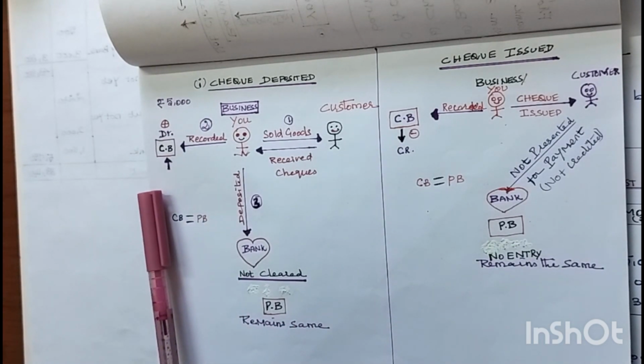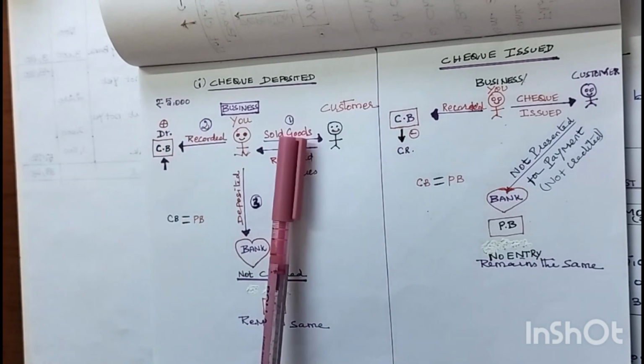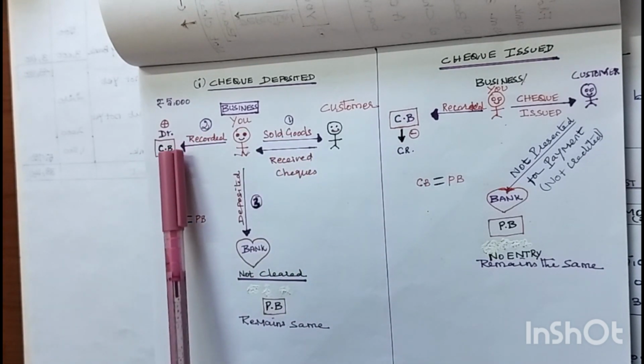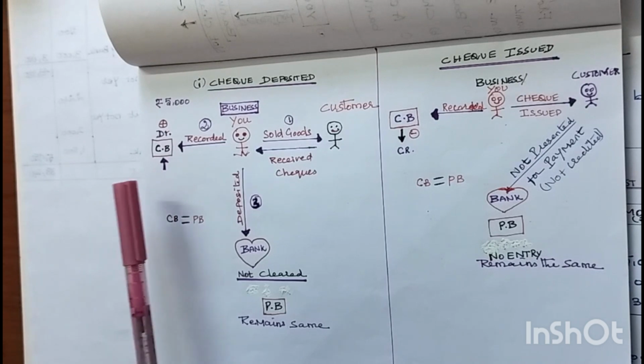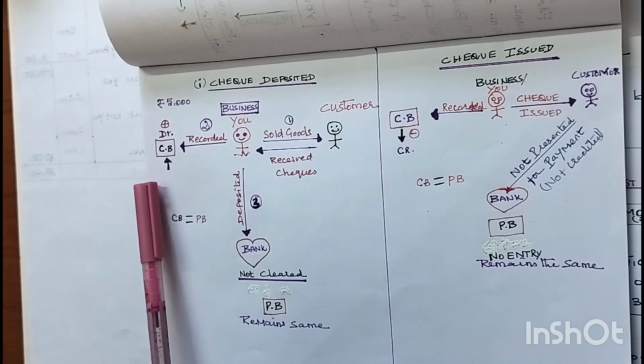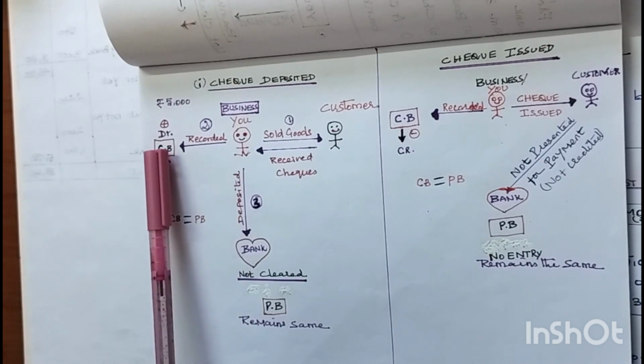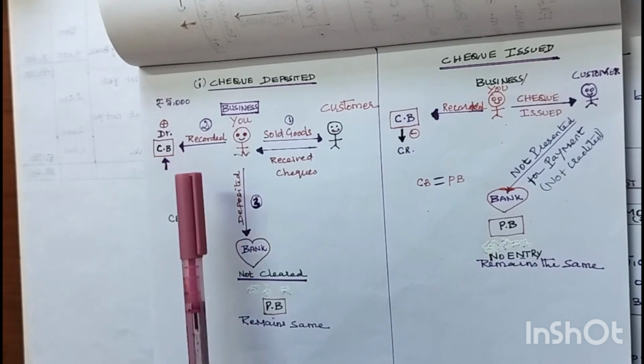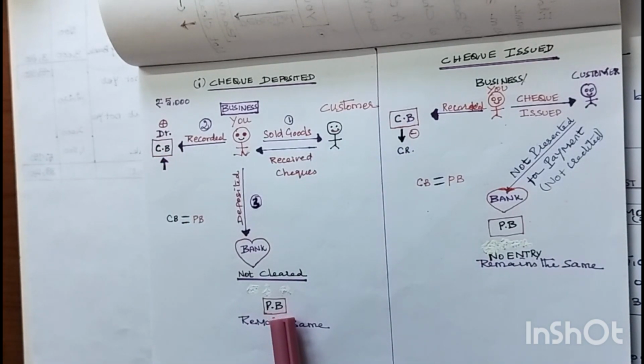According to the cash book, whenever you receive a check from your customer, 5,000 rupees is increased immediately in your cash book. 5,000 rupees added in your cash book. According to your passbook, the deposited check was not cleared, or the deposited check is yet not credited. Your passbook remains the same. No entry was made.